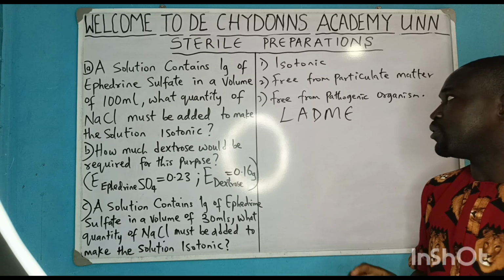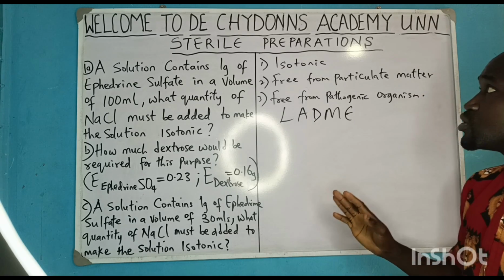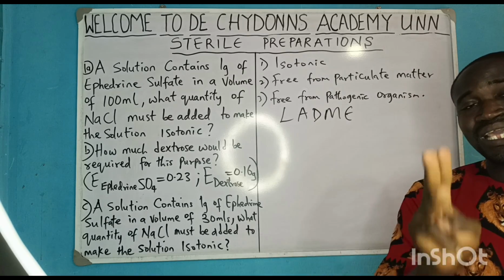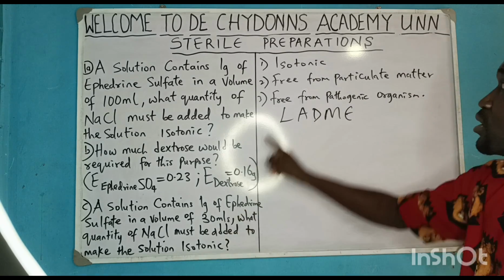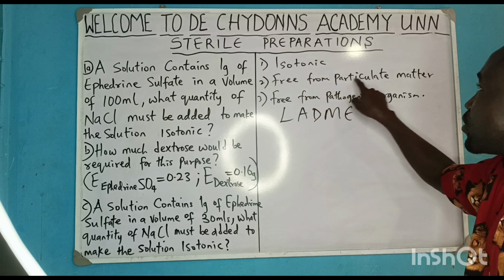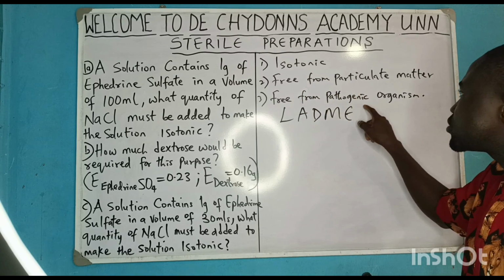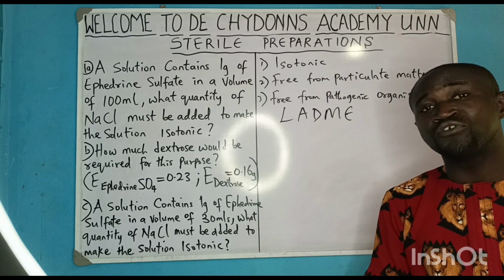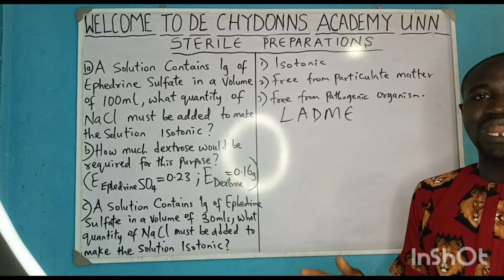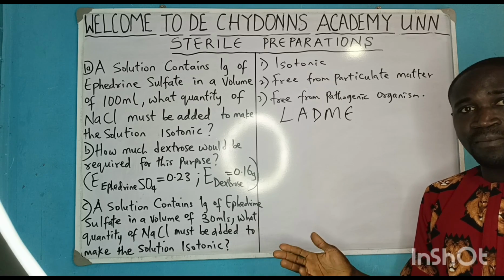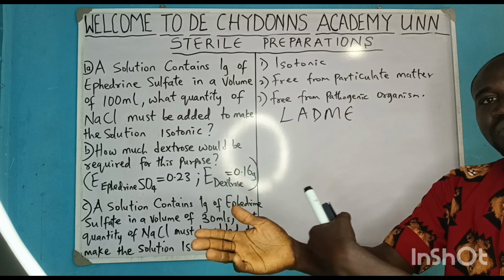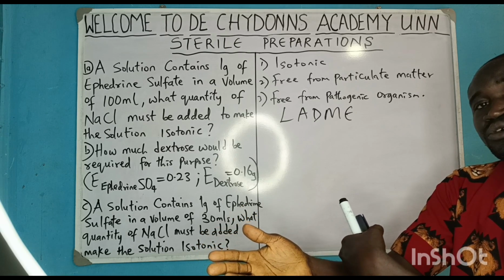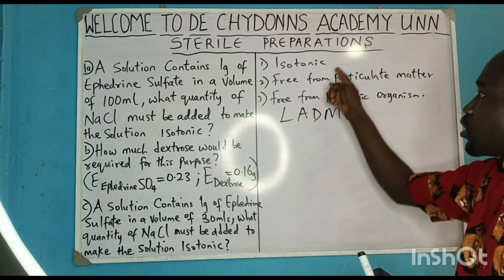You get it? But in today's class, we want to focus on these sterile pharmaceutical preparations. We said they must meet these three conditions: must be isotonic, free from particulate matter, and free from pathogenic organisms. Can we mention some examples? Number one, infusions: normal saline, dextrose saline, Ringer's lactate. All of them are given by IV, so it goes straight to your bloodstream. It must meet these three conditions.